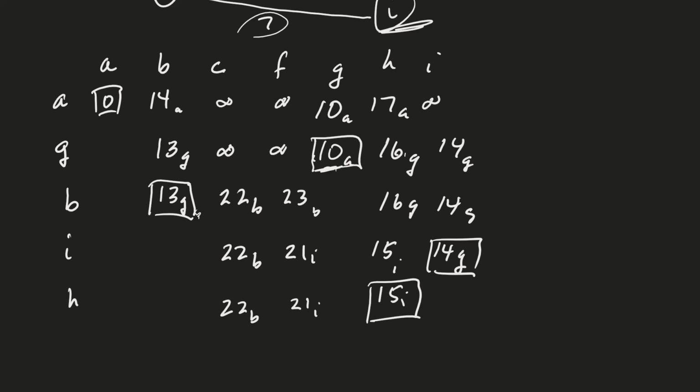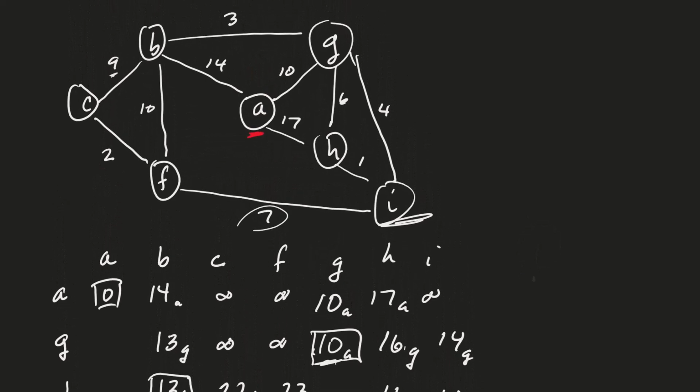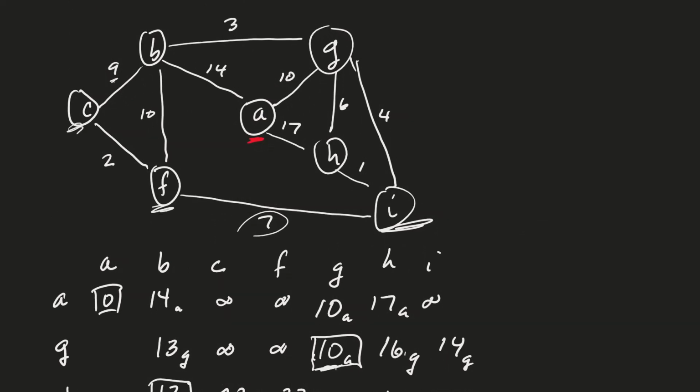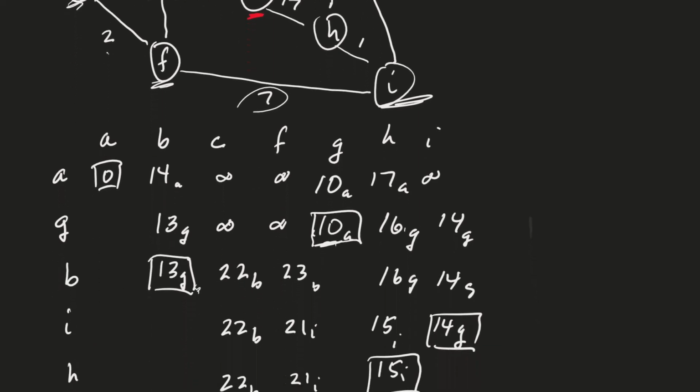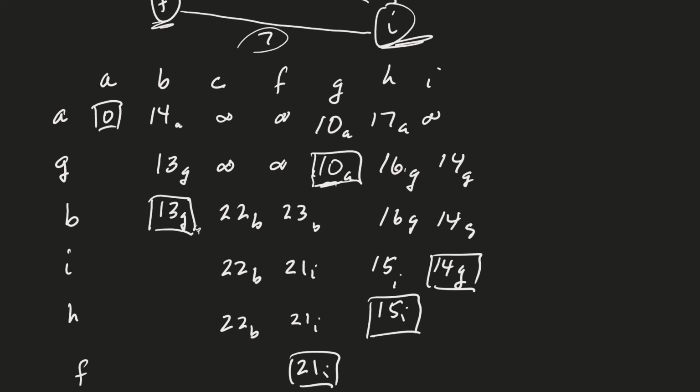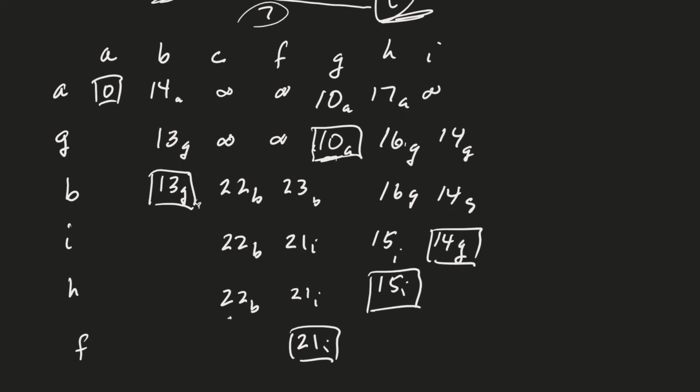Okay, and now we bring down the next number, 21. So F is going to be the next node that we consider. So is F connected to C? F is here, C is here. F is connected to C with a value of 2. 2 plus the current value of 21 would be 23. So we don't include that because that's bigger than the 22, right? And so the 22 just comes straight down.